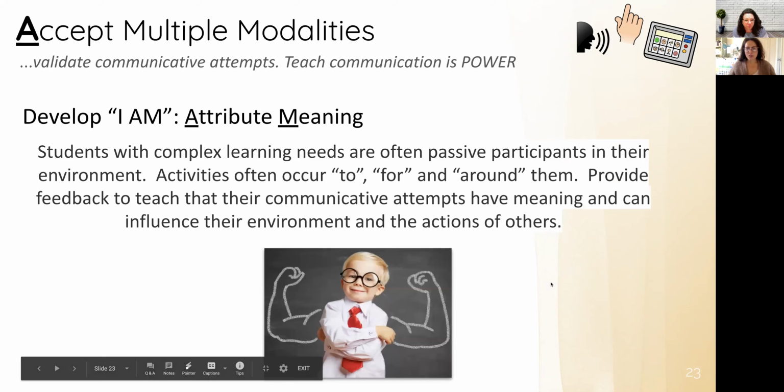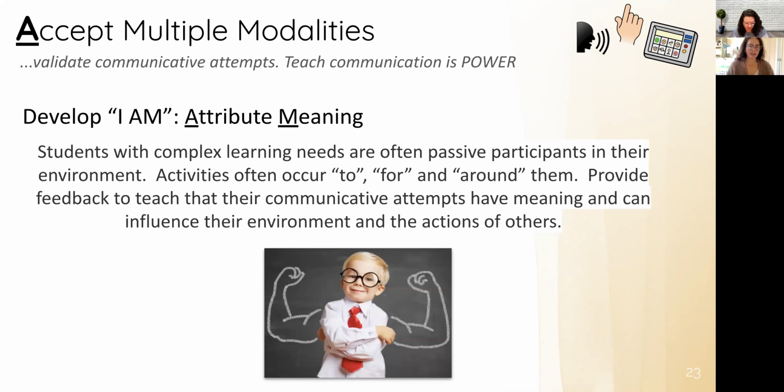All right, so when we're going through all of this, we're accepting these multiple modalities in order to validate and to teach that power. We want to think through for ourselves. So we're developing this "I am," and it's this attribute meaning. When students with learning needs, complex communication needs, can often become passive participants in their environment because of the way the environment was shaped by us as the communication partners.